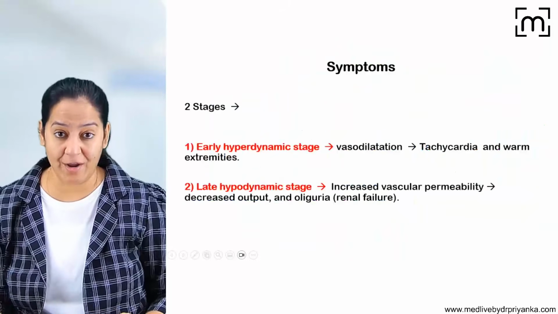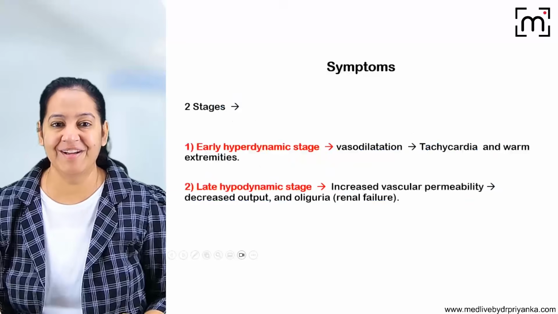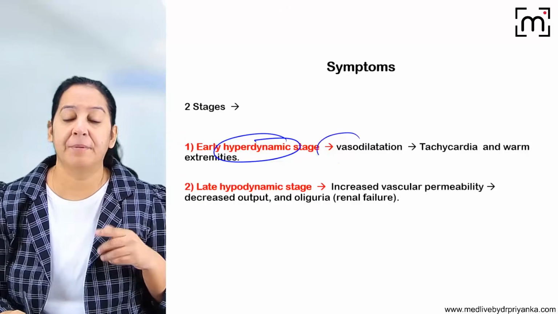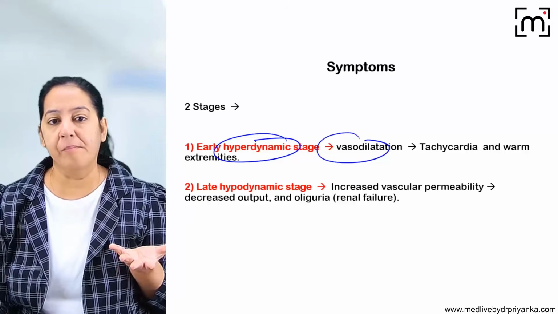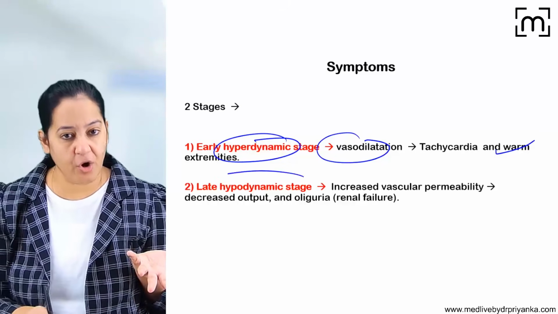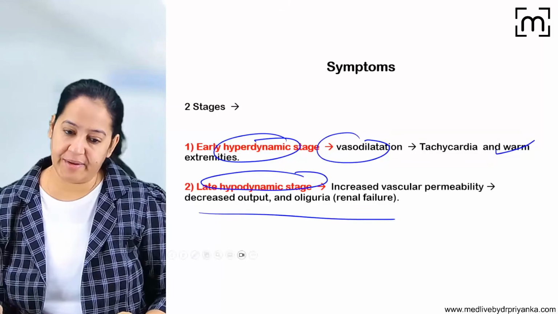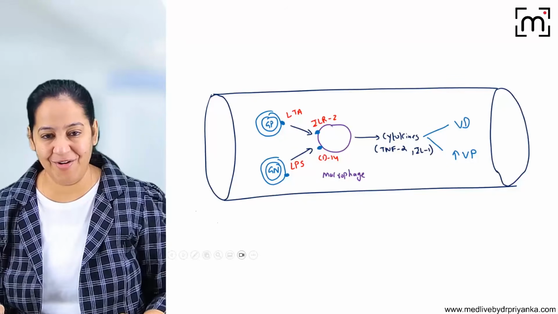Inadequate perfusion and septic shock. So this is the story. I hope you got it. So yes or no? Initially, symptoms may show a hyperdynamic stage because of vasodilation, so warm extremities are there. Later on, the late hypodynamic stage is there, and the person has multiple organ failure together. I hope you all got it.